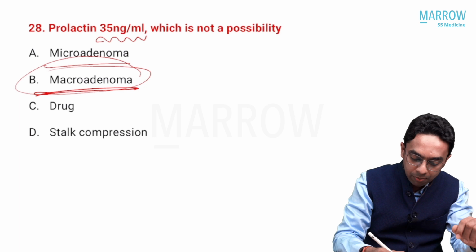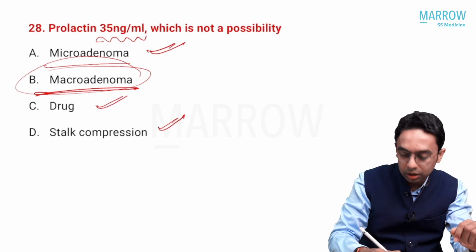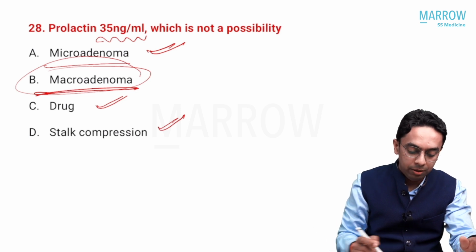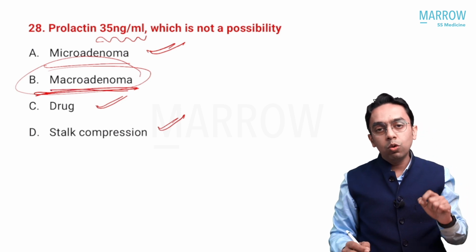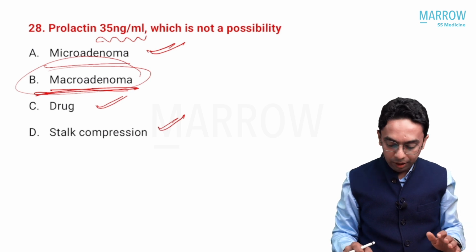It is very unlikely. Microadenoma, yes, a possibility. Drug, yes, obviously a possibility. Stroke compression, obviously a possibility. Macroadenoma, though a possibility, is very rare with this type of prolactin.